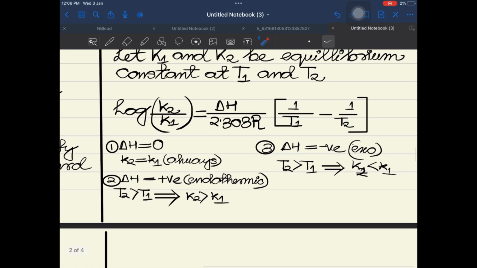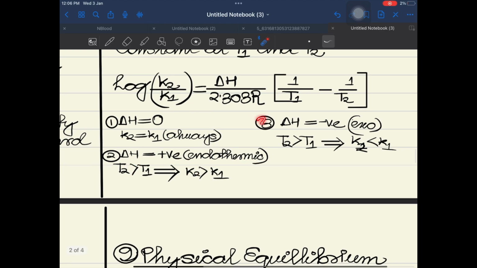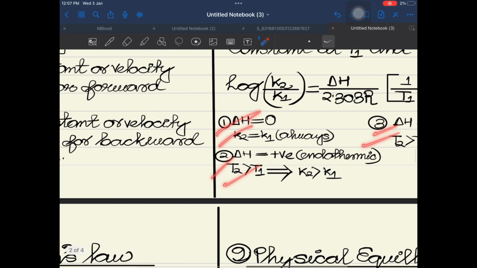If delta H is 0, then K2 will always be equal to K1. Again, if delta H is positive, that is endothermic, then T2 is greater than T1 and K2 will be greater than K1. And if delta H is negative, in case of an exothermic reaction, T2 is greater than T1 and K2 will be less than K1. So these are some important points you should know.